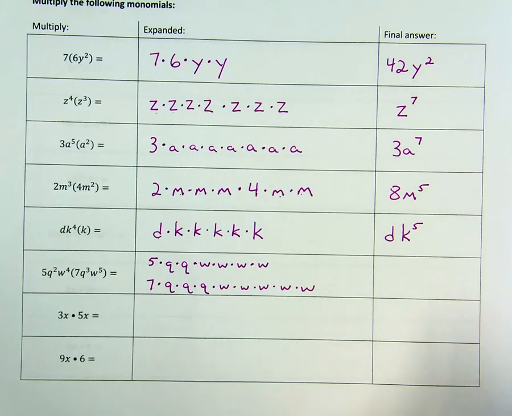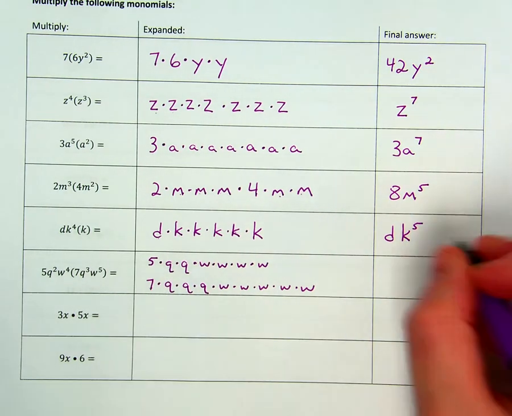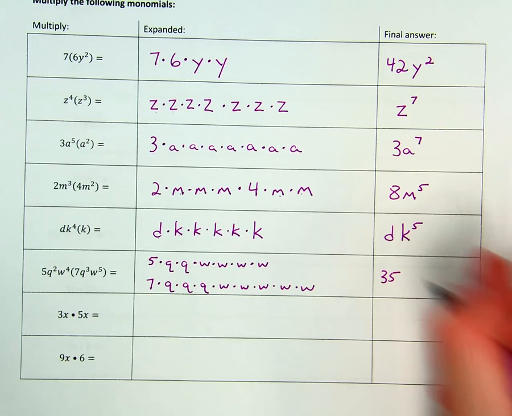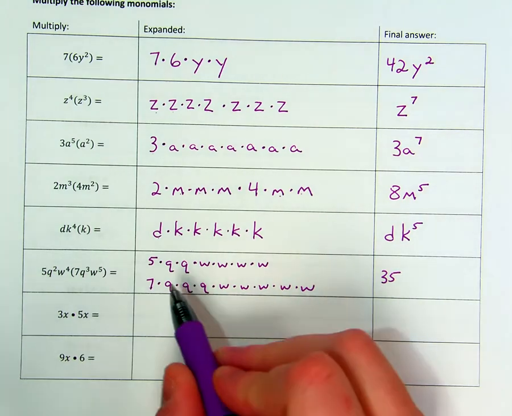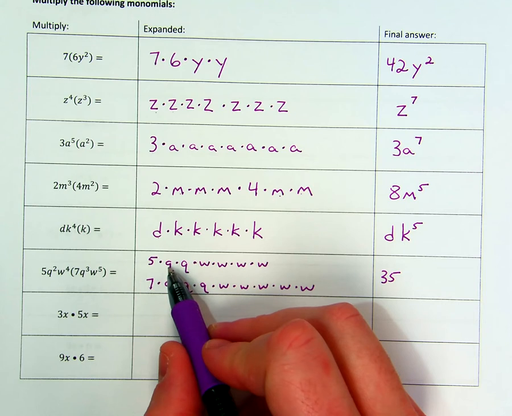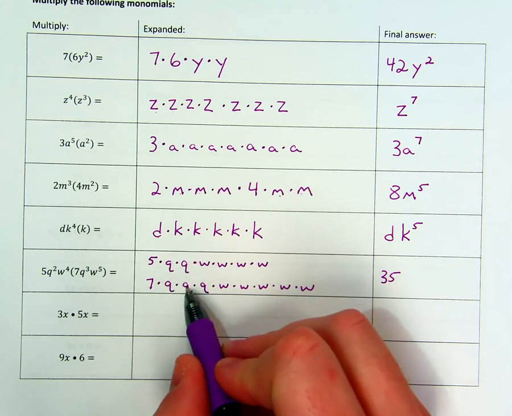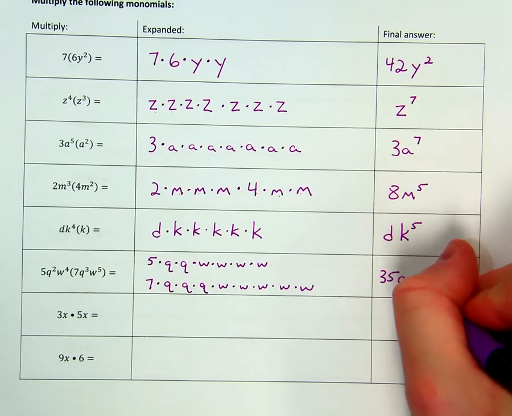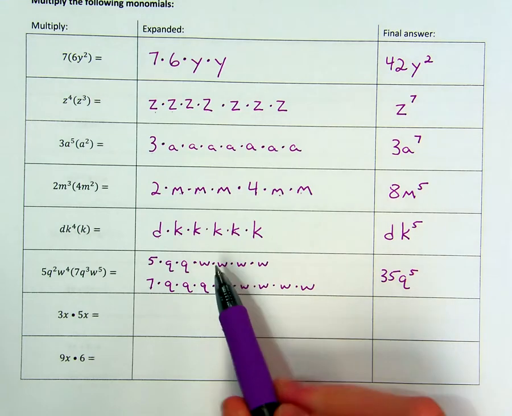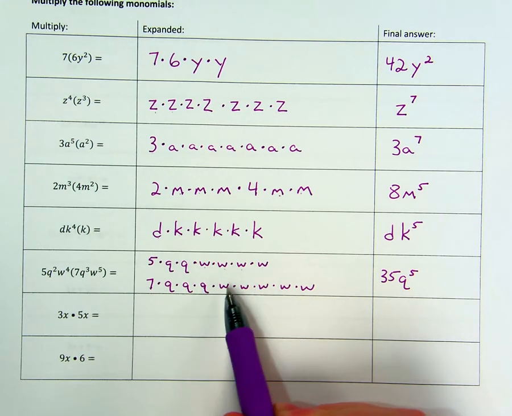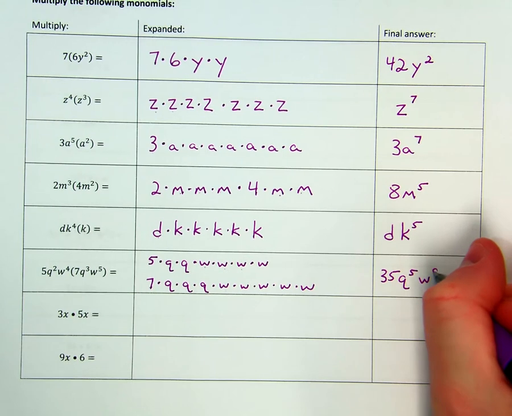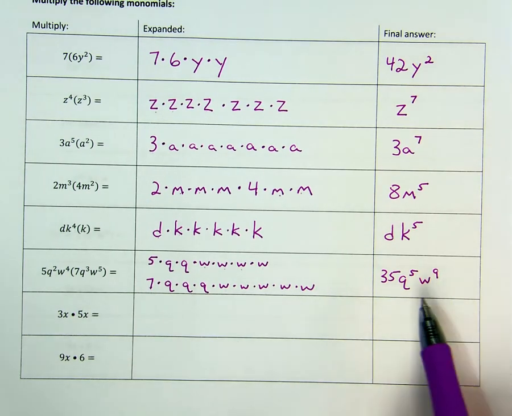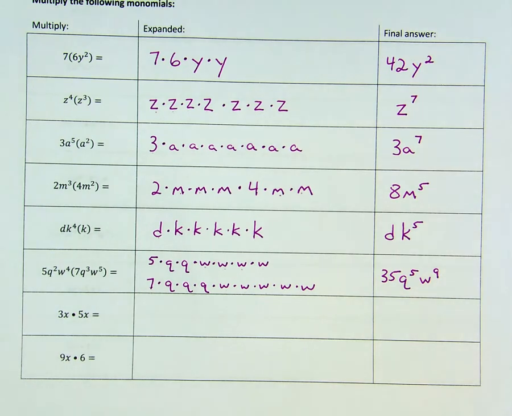When we look at the total of what we have, 5 times 7 is 35. That's the numbers times numbers part. And we have multiple letters to work with. First, let's combine all the q's. We have 1, 2, 3, 4, 5 q's all being multiplied against each other, and 1, 2, 3, 4, 5, 6, 7, 8, 9 w's all being multiplied against each other. So the final answer is 35q to the 5th, w to the 9th.